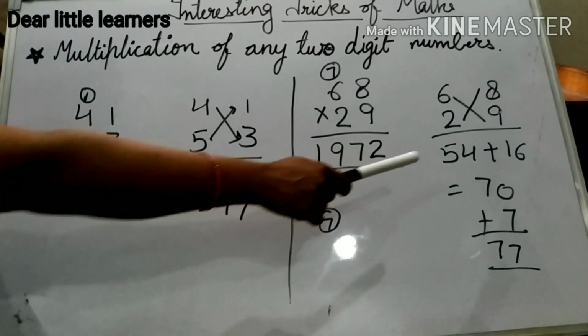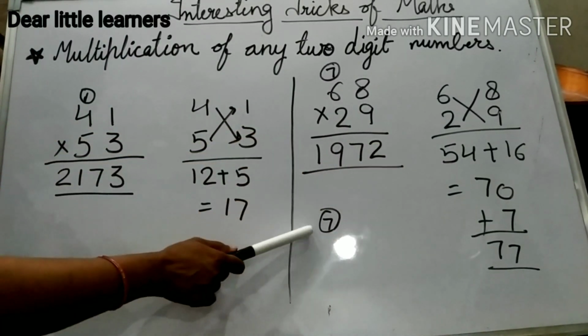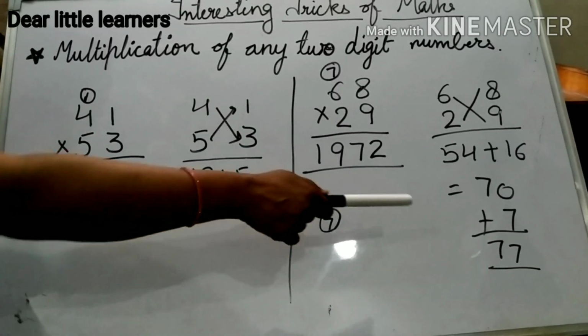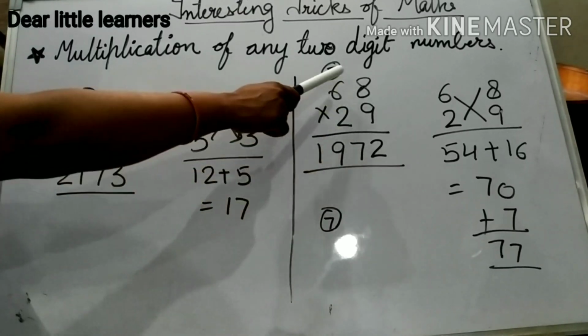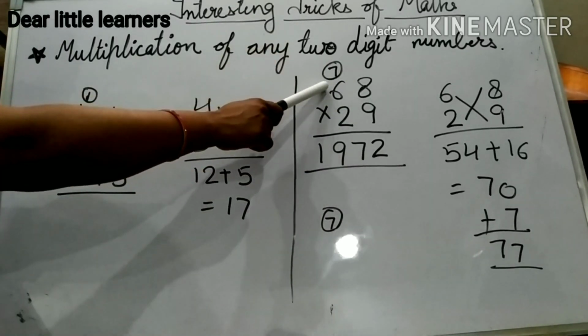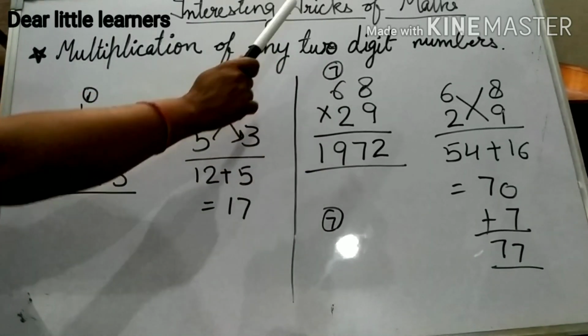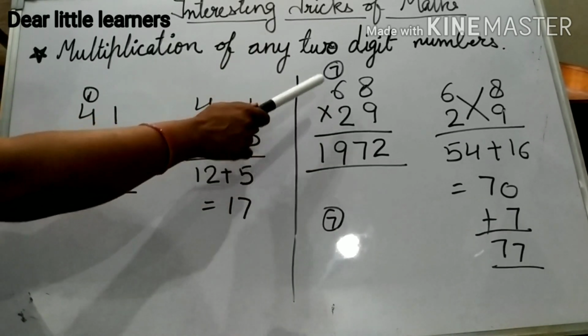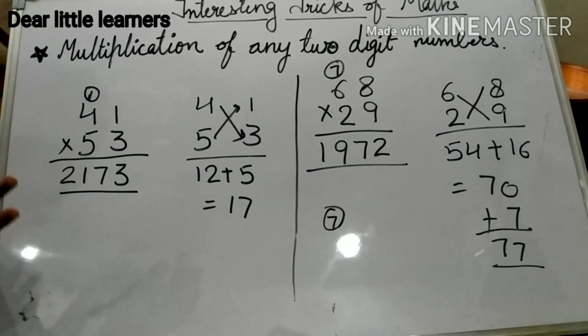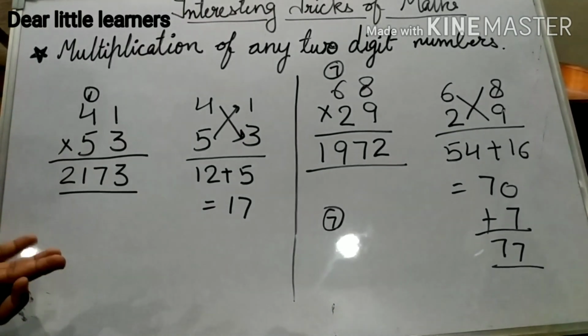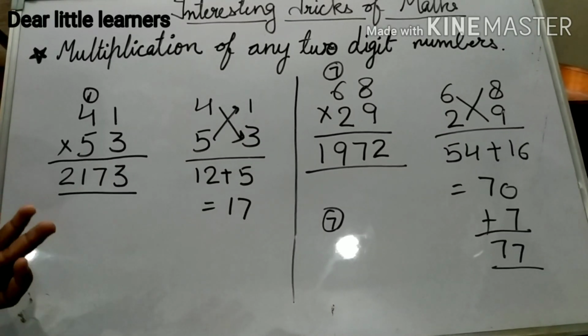In the 70, because we have a carry here, this carry we have to add. So it becomes 77. So 7 I have written here and 7 I have put as carry. Now 6 twos are 12. 12 plus 7 is 19. So the answer for multiplying 68 by 29 is 1972. So children, like this we can find out the multiplication of any 2-digit numbers without so much effort.